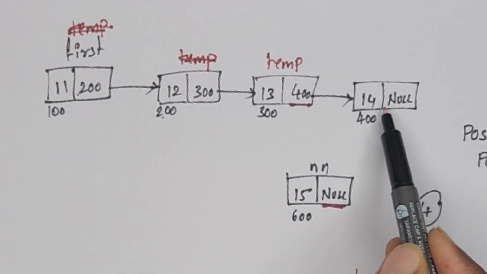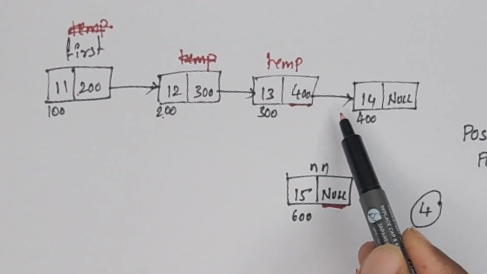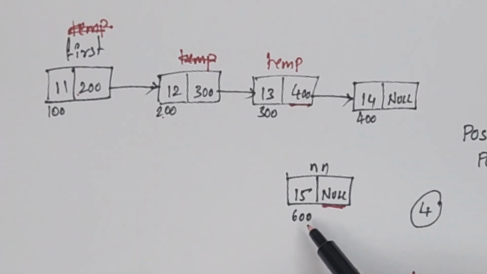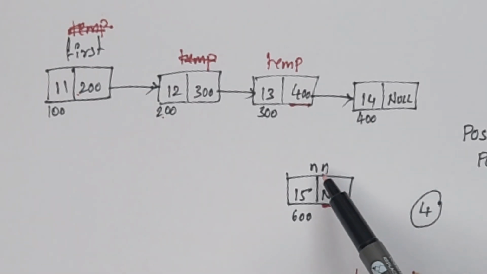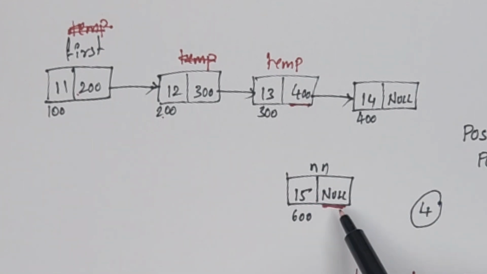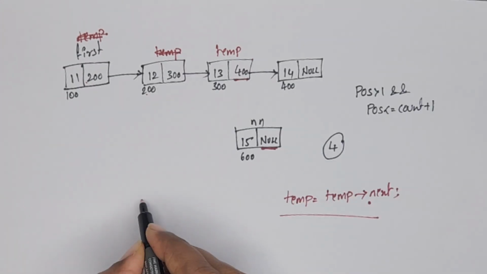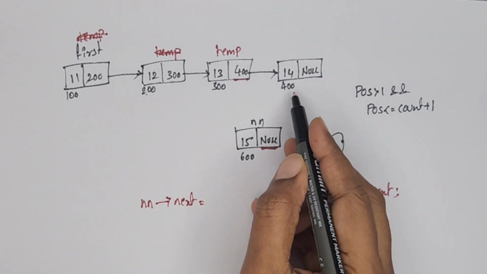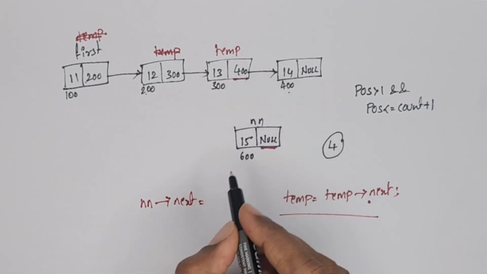See, temp of next node is 400. Once you insert 600 in the middle, 400 becomes the next of 600, means next of new node. See, temp of next becomes new node of next. So new node of next, what do we have to store here? 400. Where is 400? Temp of next.